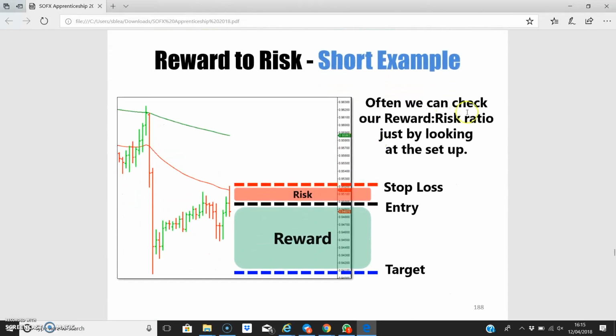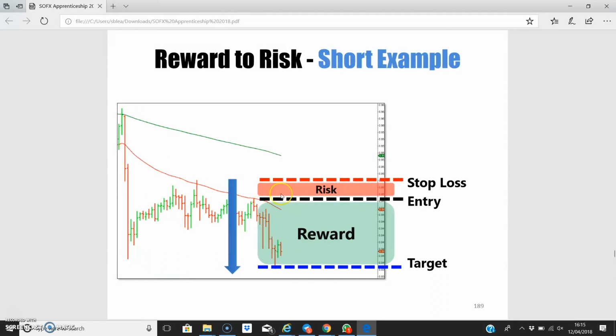Short example. Often we can check our reward to risk ratio just by looking at the setup. Stop loss, red line here, entry is the black line here, and our target is here. Green box is the reward and the red box is our risk. We can see from this example here, entry here, reward is much larger than our risk. For example, 10 pip risk for a 40 pip reward.